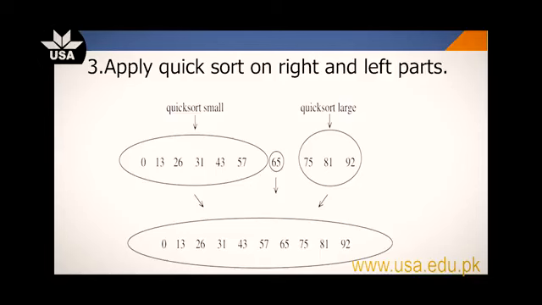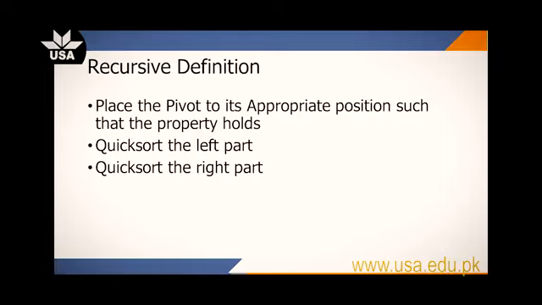Now you have to apply the quick sort on the right and left part, which are created on the basis of pivot selection. After selection of pivot, you have divided the array or the set of values into two sections, left and right. Now you have to apply the quick sort algorithm on the remaining sections, left side and right side. Now let's discuss the recursive definition of quick sort algorithm.